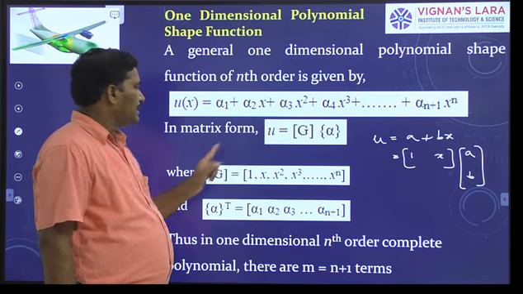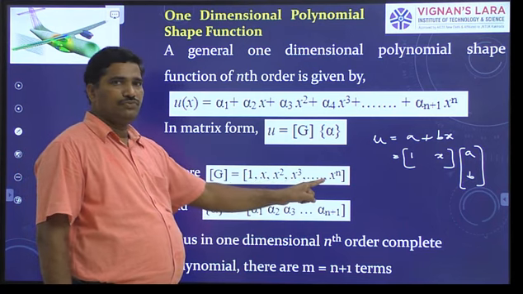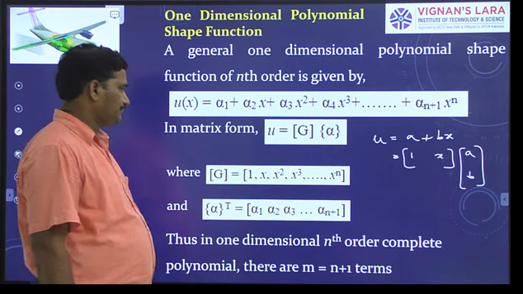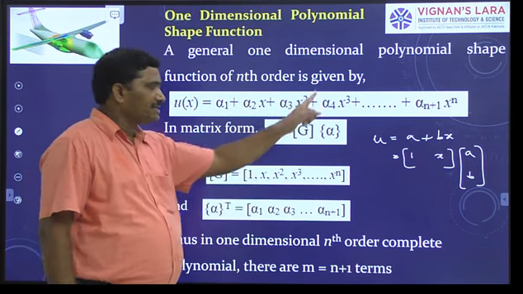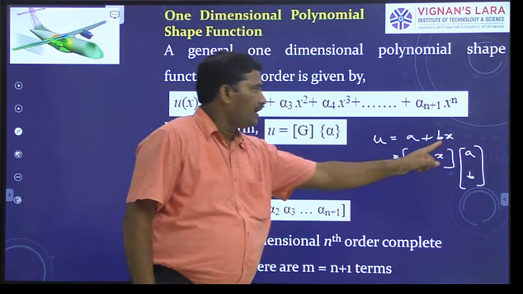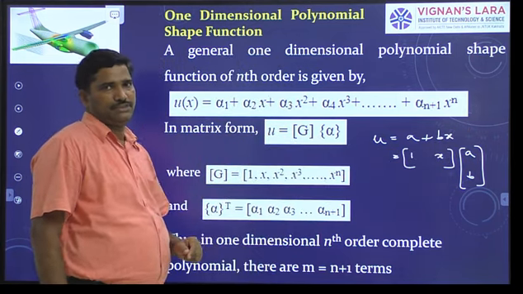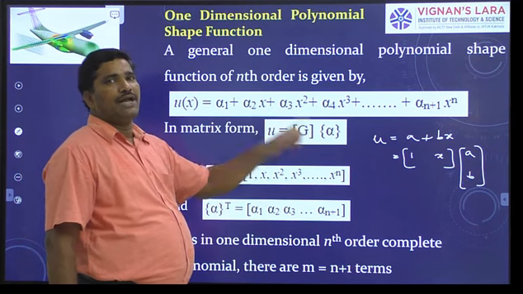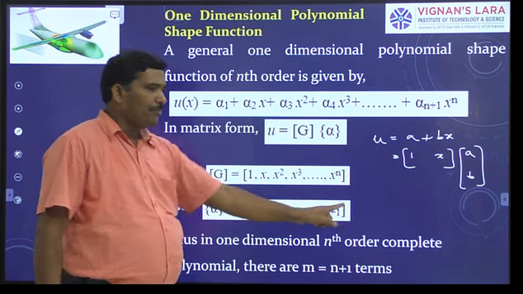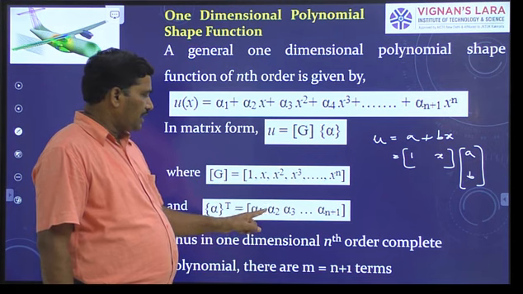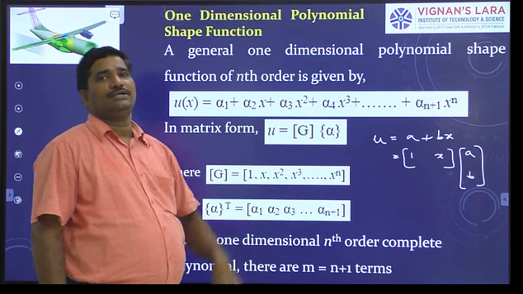Okay. Now G is a row matrix having the elements 1, x, x square, x cube and so on and so forth. It ends with x power n. Alpha is a column matrix, like how we write here this column matrix. Therefore, when you take the transpose of alpha, it becomes a row matrix. So, transpose of alpha equals to a row matrix having the elements alpha 1, alpha 2, alpha 3 and so on and so forth. It ends with alpha n plus 1.